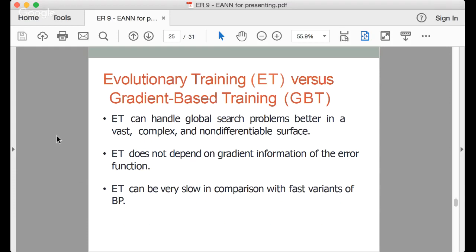So what are the differences between evolutionary training and gradient-based training? Evolutionary training can handle global search problems better in a vast, complex, and non-differentiable surface. Evolutionary training does not depend on gradient information of the error function. It can be very slow in comparison with fast variants of gradient-based training.